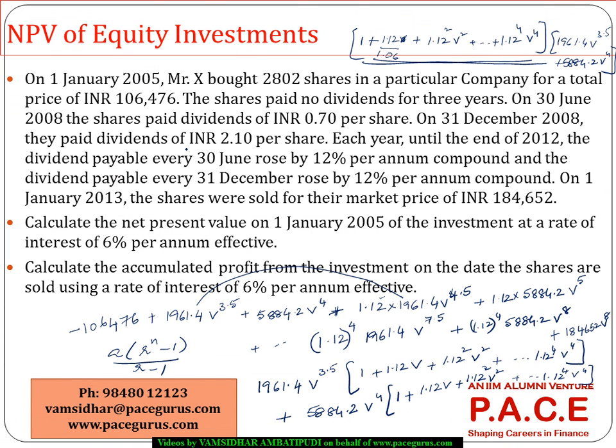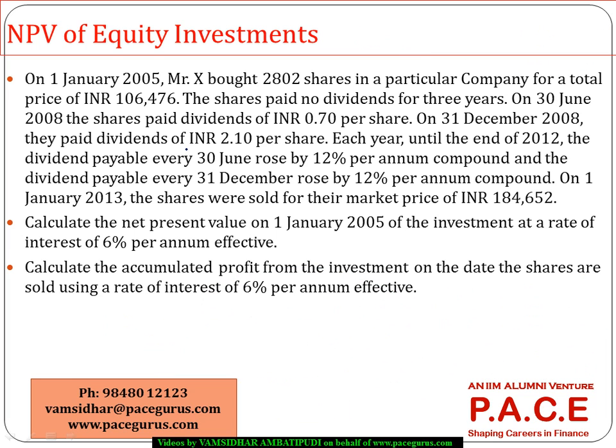So I can use either the manual mechanism or a spreadsheet mechanism to find out the present value, and at the end, when the NPV is positive, I can very well say that this investment is a profitable investment. Otherwise, it's not. And the same logic I have to use for finding out the accumulated profit on the maturity date, on 1st Jan 2013, when the security got sold off. What would have been the accumulated profit? Meaning all these intermediate dividends, if they got reinvested, assuming the 6% return every year, what amount would it have fetched as profit?